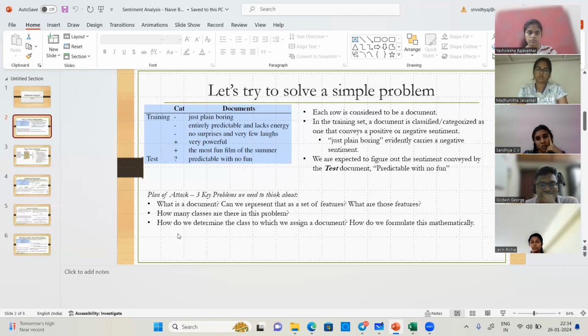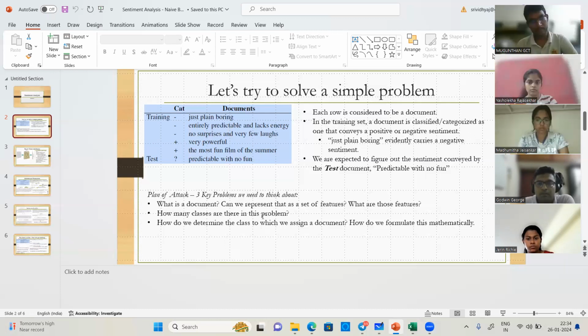All right. Point number two is easy to answer. I want somebody to tell me how many classes are there in this problem? Two, evidently. Positive or negative. One positive, one negative. So that's evident. Of course, now we'll have to start thinking about what is a document, how do we represent that as a set of features, what are those features, etc. That's something we'll have to dig deep to understand. And the final thing is we'll have to formulate the whole thing in a mathematical sense. That's something we would do in a short while.